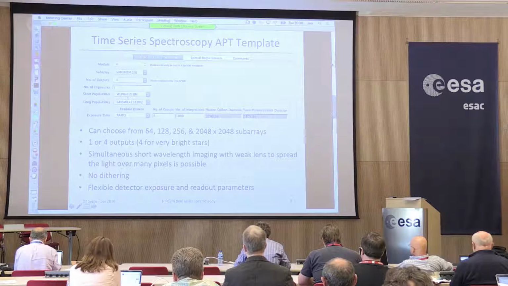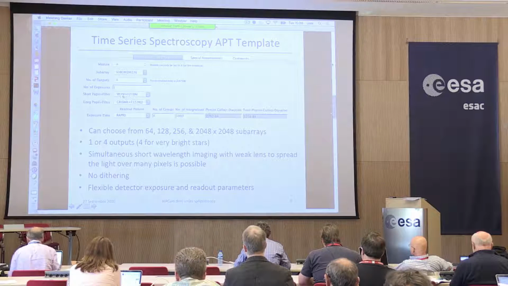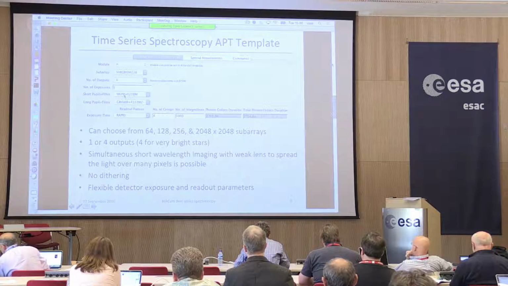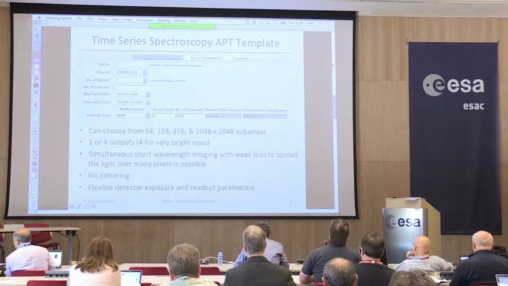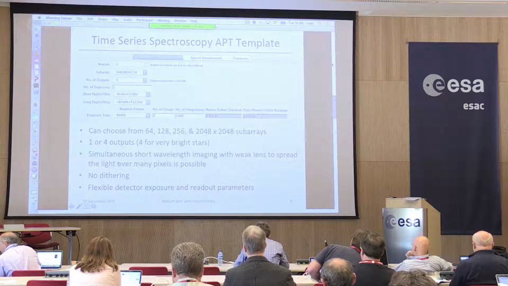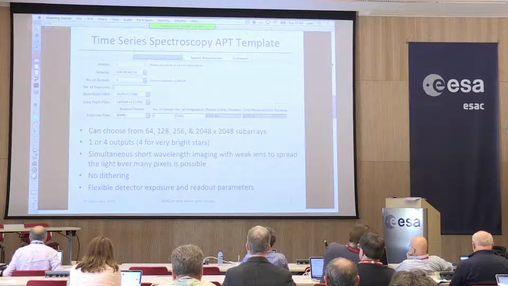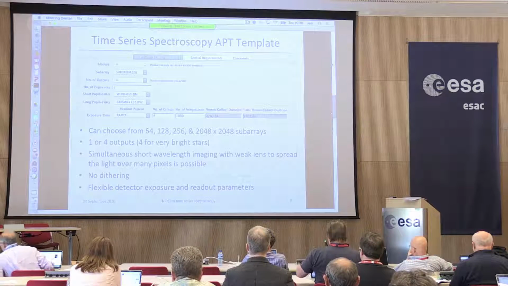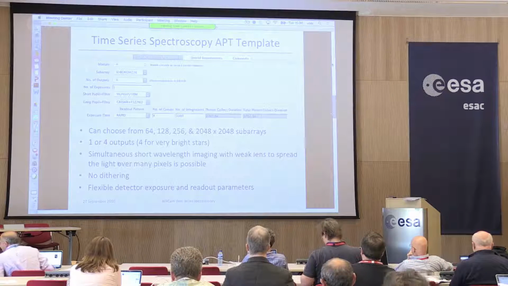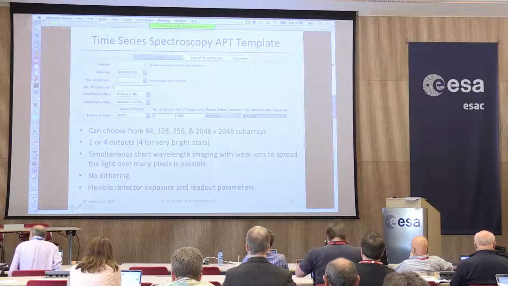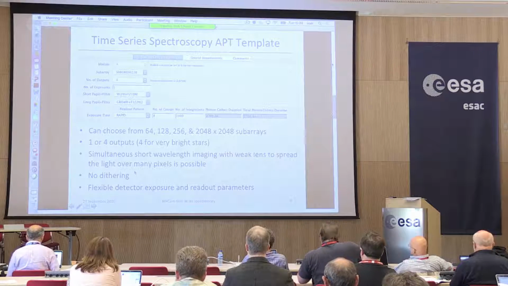One of the things I like to point out at the short wavelength is this option here with a weak lens, so it'll actually spread out the light at short wavelengths while you're taking a spectrum at long wavelengths. So 1, you won't saturate, and 2, you'll get better spatial sampling and hopefully better precision on your image. There's no dithering in these templates.